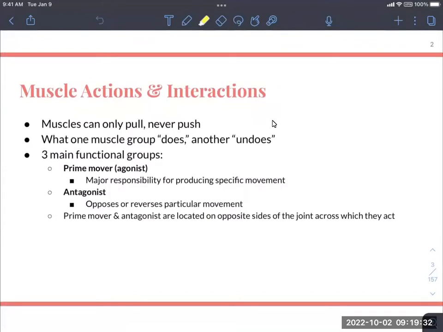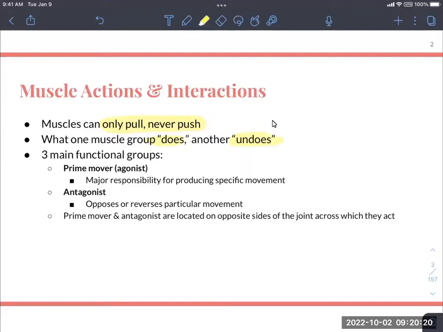This is important. Muscles can only pull. They can never push. That's huge. They can only pull. So what one muscle group does, the other one undoes. So if you think of your biceps in your arm, they're going to flex your arm so your hand is closer to your shoulder. But the triceps on the back side of your arm, they're going to undo what the biceps just did. So biceps flex, triceps are going to extend. They're going to undo that flexing.